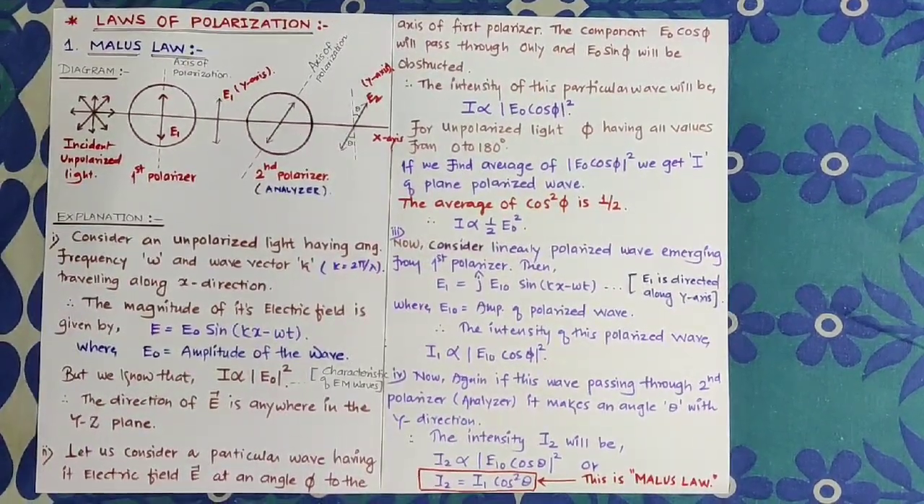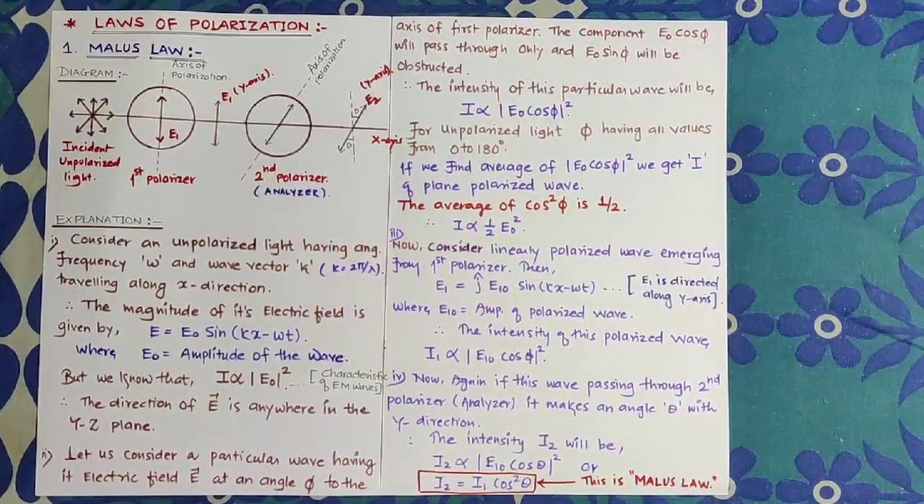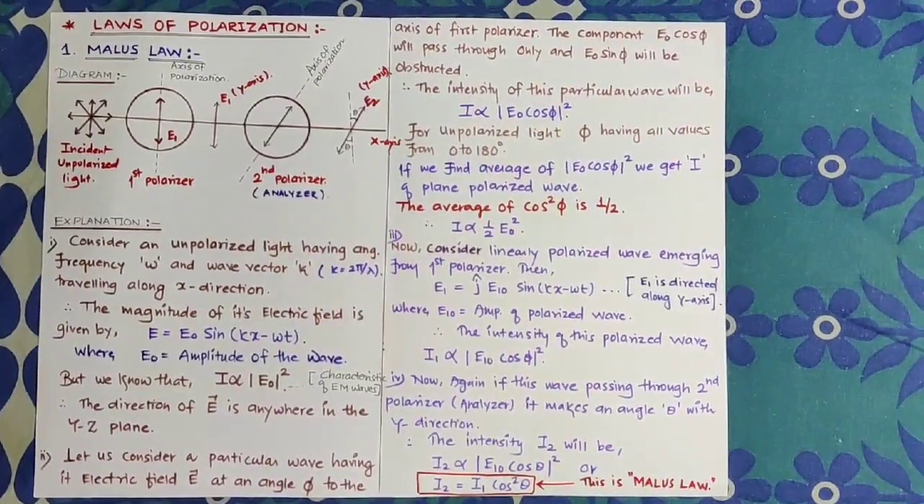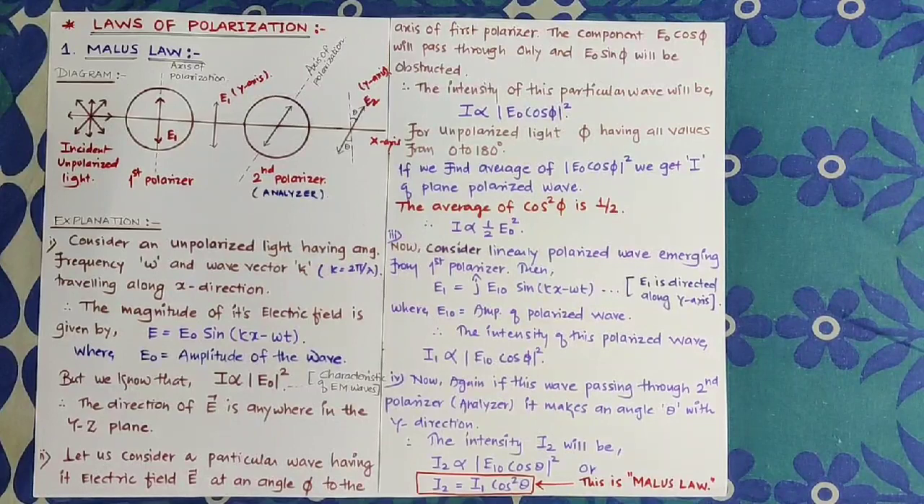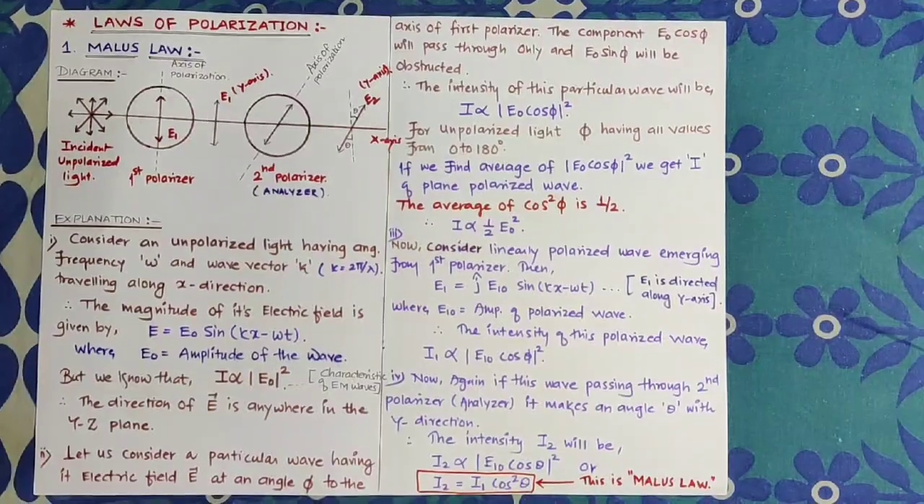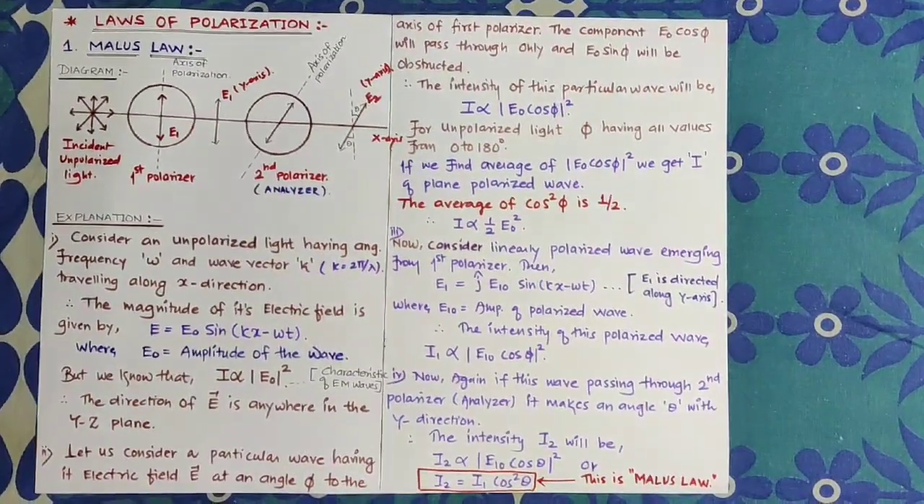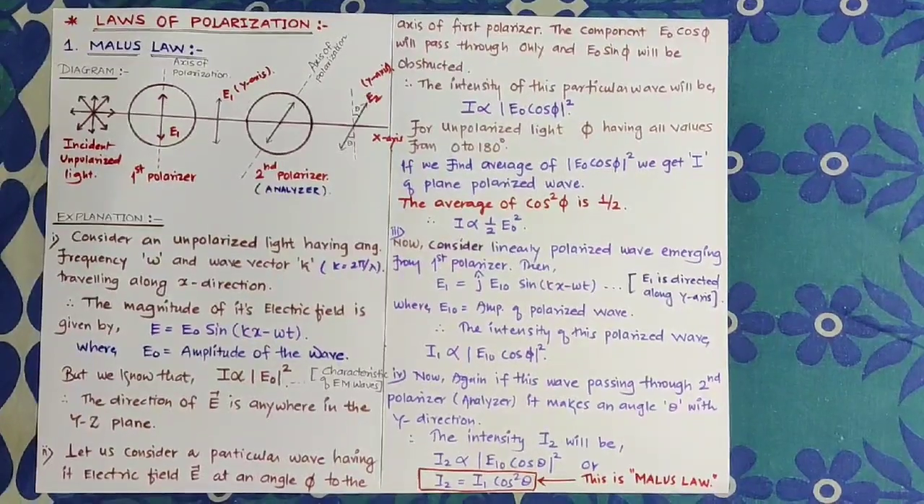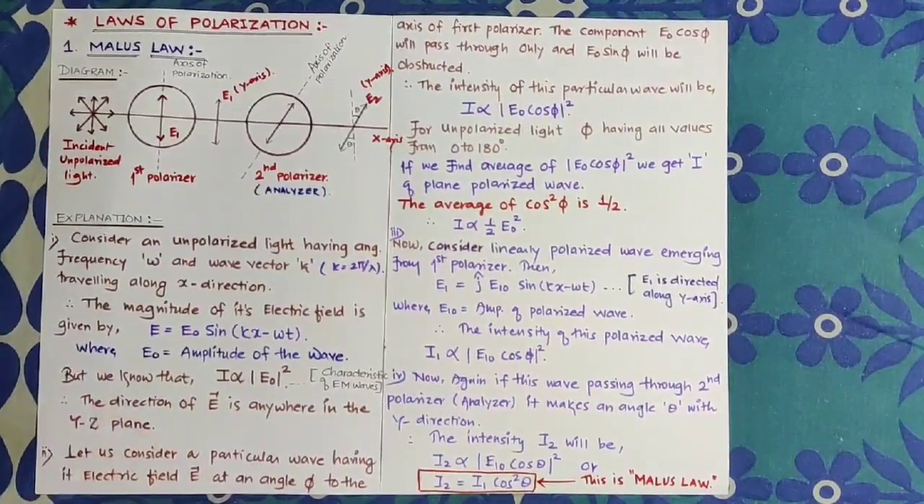So these two laws help us to know about the nature of polarized light. That means when unpolarized light is passing through the polarizer, then what is the nature of that polarized light we have to discuss by using these two laws. So let's begin with the first law, that is Malus law.